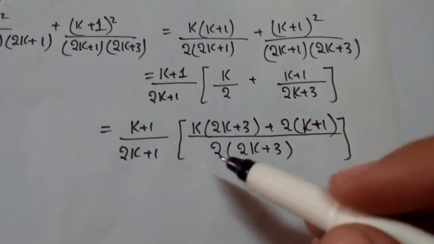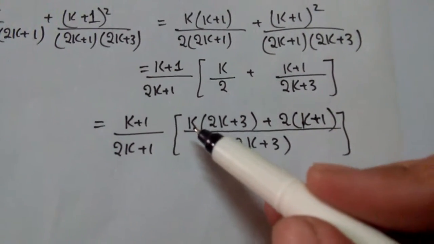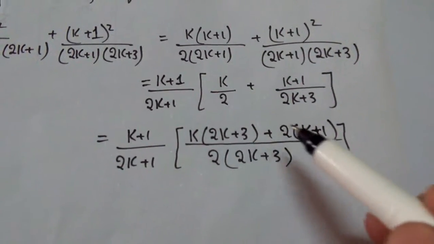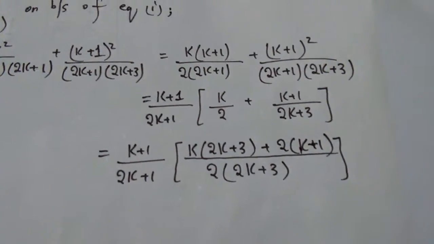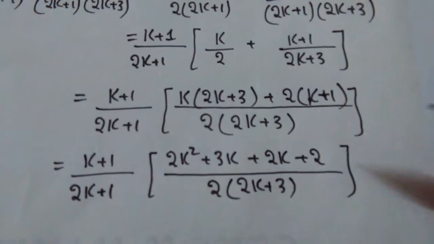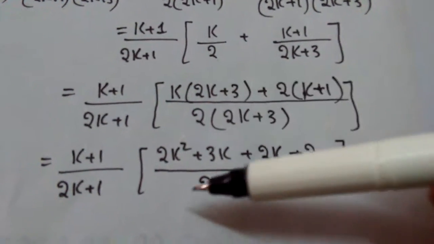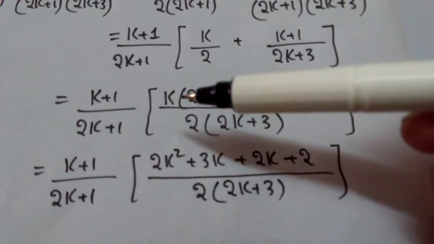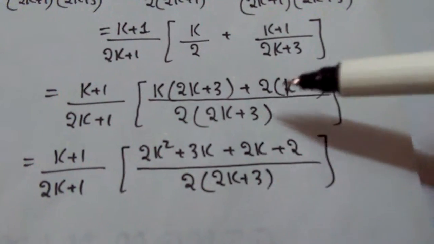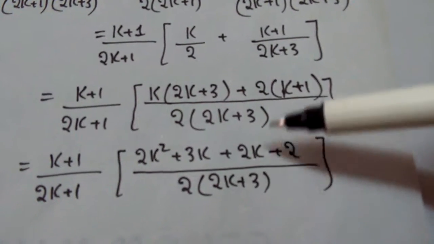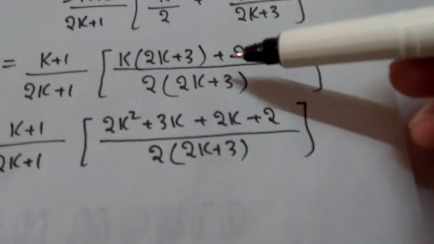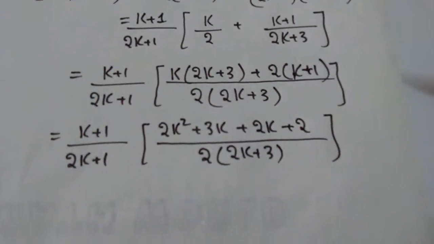Now I'm going to multiply this k with both these terms and this 2 with both these terms. Then further I'm going to simplify the numerator. Definitely I'm going to get a quadratic expression in the numerator. Once I multiply this k with my 2k, it becomes 2k squared, and then plus 2k into 3 gives you 3k, and then 2 into k gives you 2k, and 2 into 1 gives you 2.